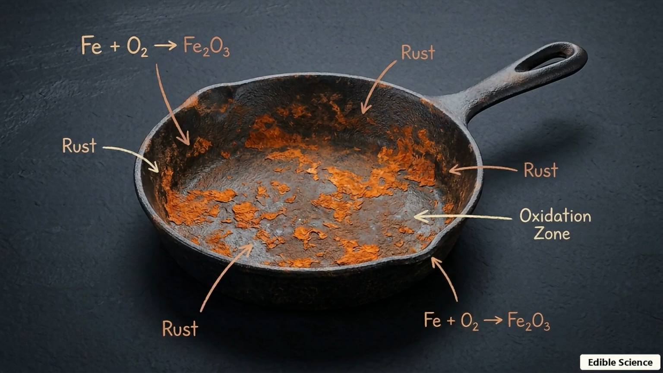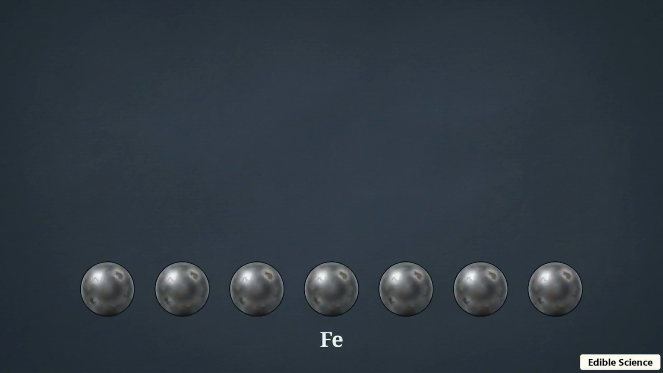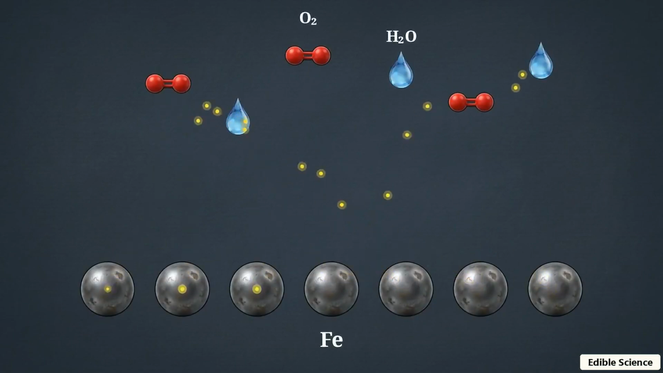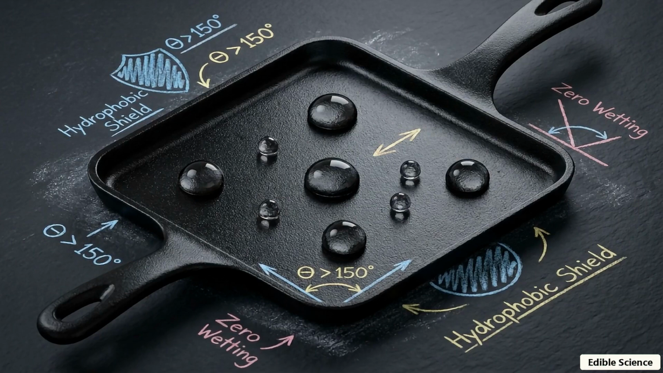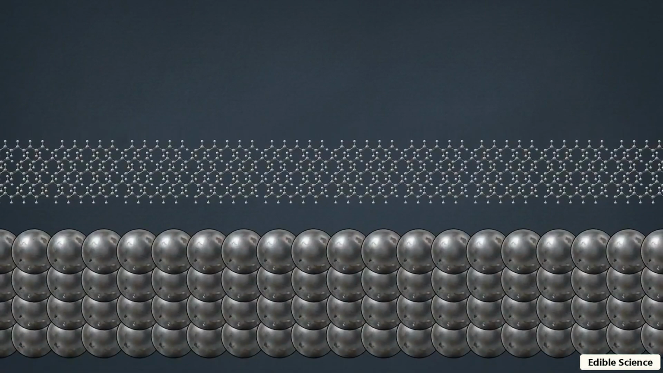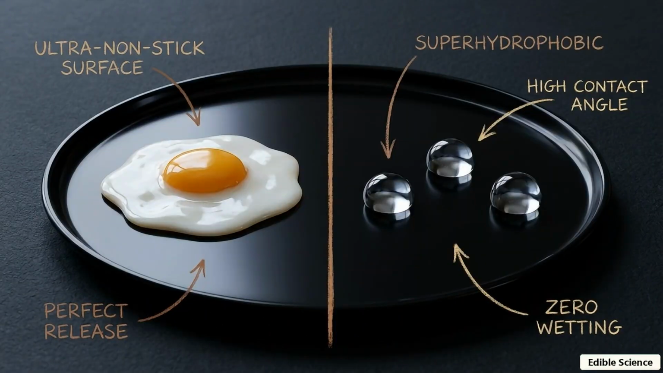This finish also solves the secondary threat facing cast iron, the metal's tendency to trade electrons with water and air to form iron oxide, or rust. The cross-linked polymer film acts as a highly effective hydrophobic bodyguard. The dense solid network physically repels water, blocking atmospheric oxygen from making contact with the vulnerable iron atoms beneath it. Building a non-stick cooking surface and preventing rust are the same chemical defense mechanism.